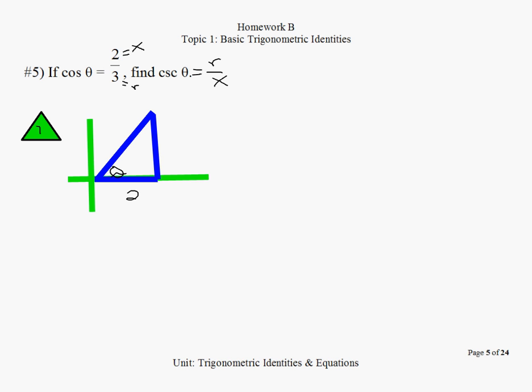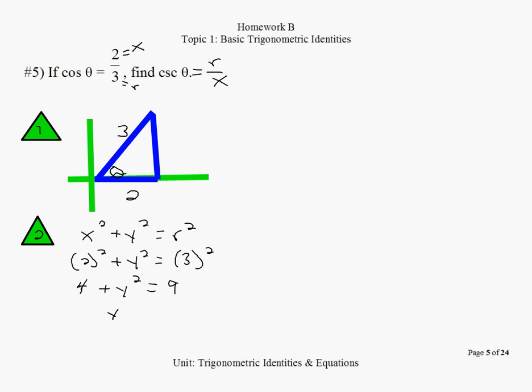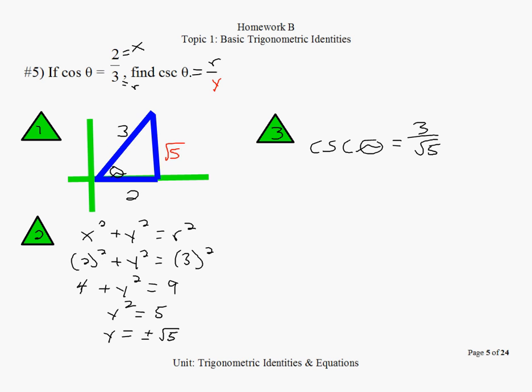We need to know what y is to figure this out. So once again, label your triangle with r and x. Trying to figure out what y is with the Pythagorean theorem. 2 squared is 4, 3 squared is 9. It's going to make y squared 5, which makes y plus or minus the square root of 5. We're in quadrant 1, therefore it's positive square root of 5. Change that. Cosecant of theta is r over y. Our y and our r, we got 3 over the square root of 5. Denominator should not have a radical, so multiply the top and bottom by the square root of 5. You get 3 times the square root of 5 over 5.